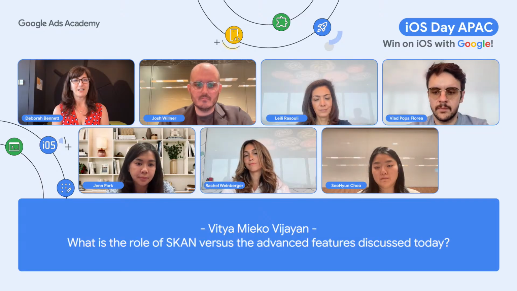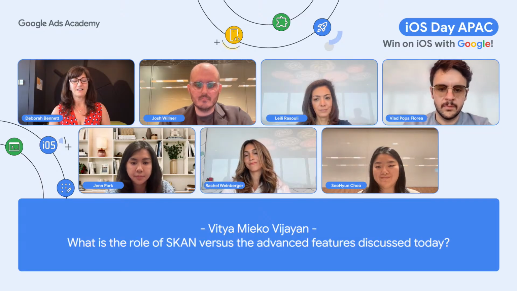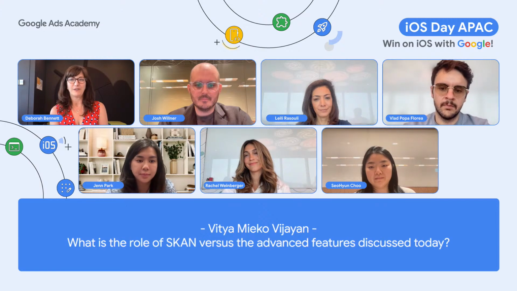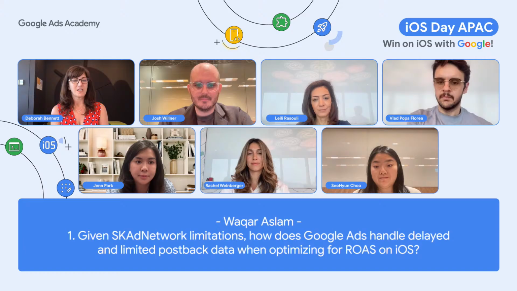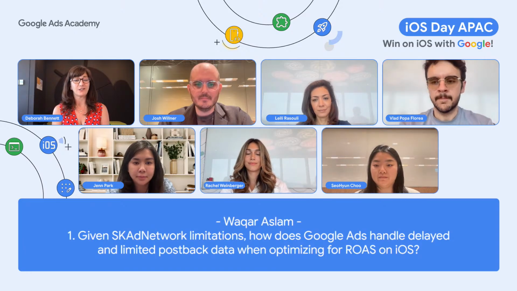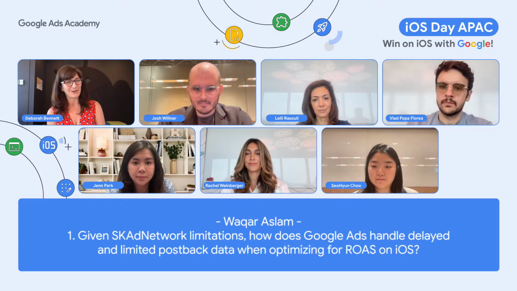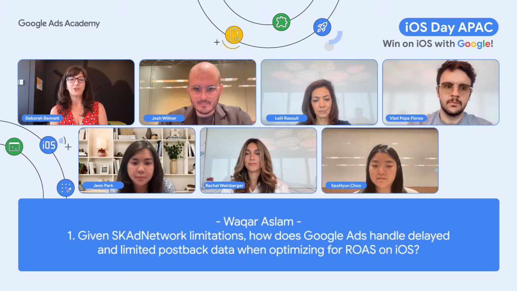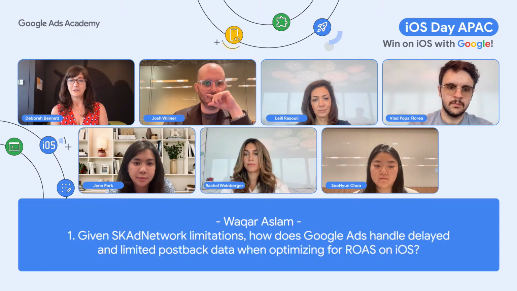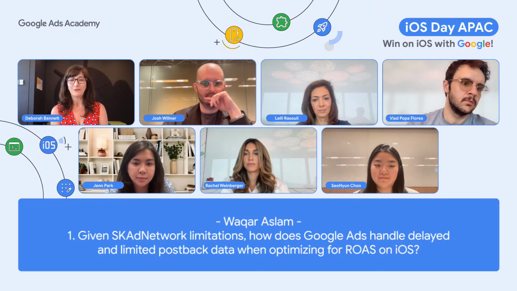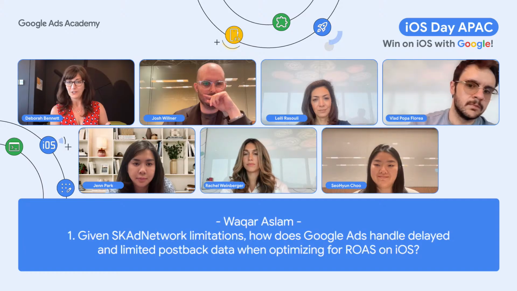Great, thank you. Lots of SCAN unknowns here, so I'm glad we can provide some direction. Great. Okay, this one may be a two-part question. I'll start with the first part. Given SKAdNetwork limitations, how does Google Ads handle delayed and limited postback data when optimizing for ROAS on iOS? Sehun, I'll have the same question for you. If you can introduce yourself.